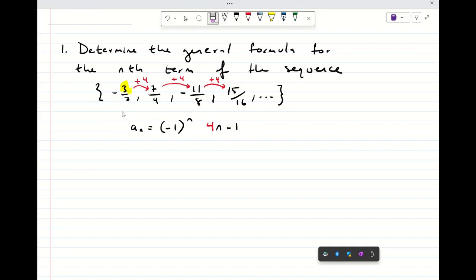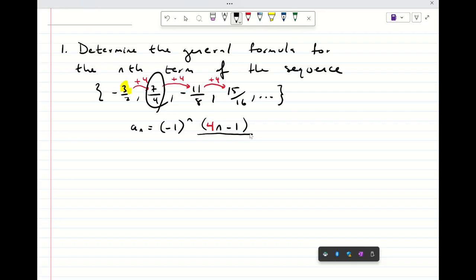Let's try it out. Suppose that we were trying to capture the 7 from the second term. So again, this is the second term in our sequence, so n is equal to 2. Plug in a 2 in there, 4 times 2, that's an 8. 8 minus 1, that gives you 7. Yep, so this formula works. Let me encapsulate that within parentheses.